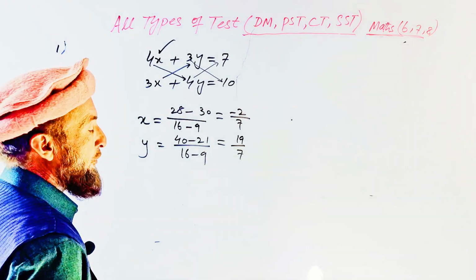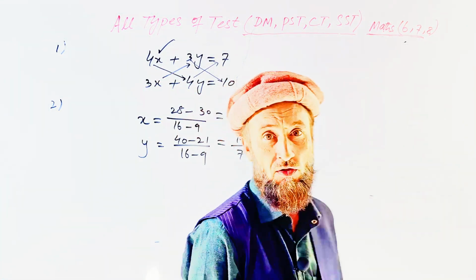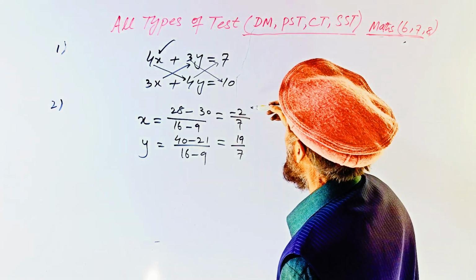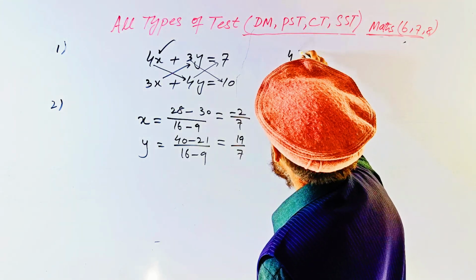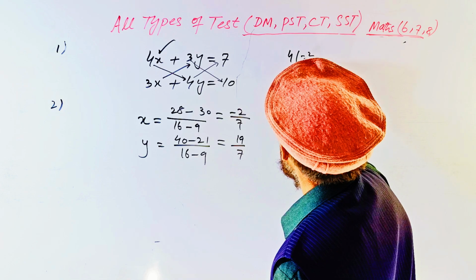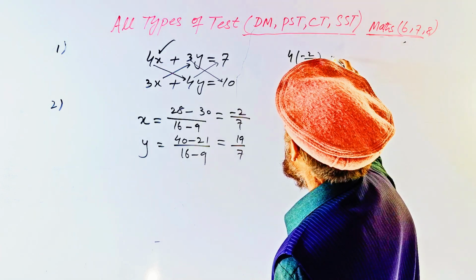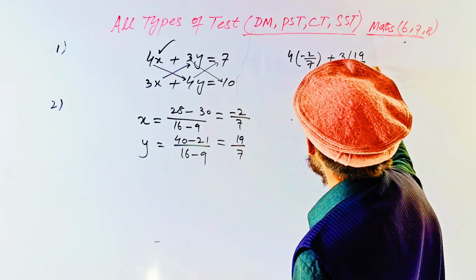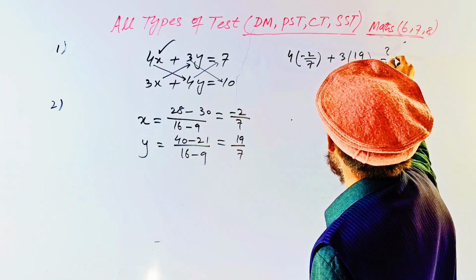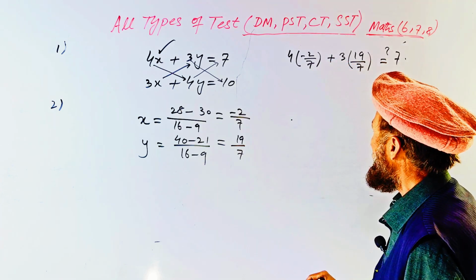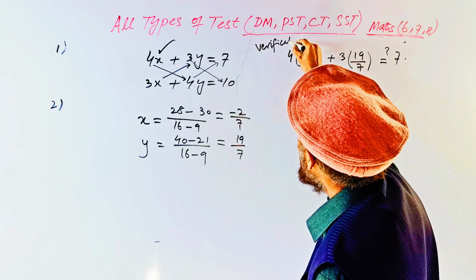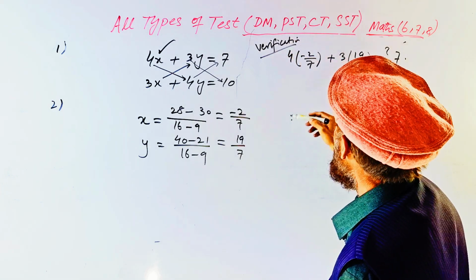Now we want to verify whether our answer is correct or not. How can we verify this result? We substitute this result in the first equation: x value is minus 2 divided by 7, plus 3 times 19 divided by 7, is equal to, the result is question mark, 7. That is, we want verification in just 2 seconds.